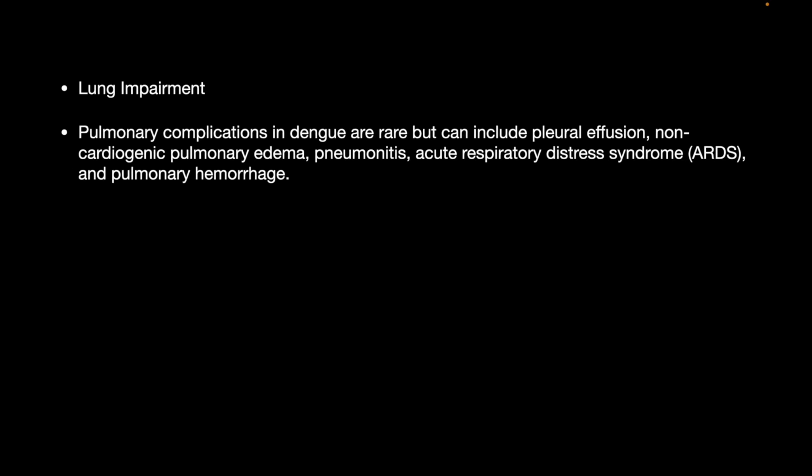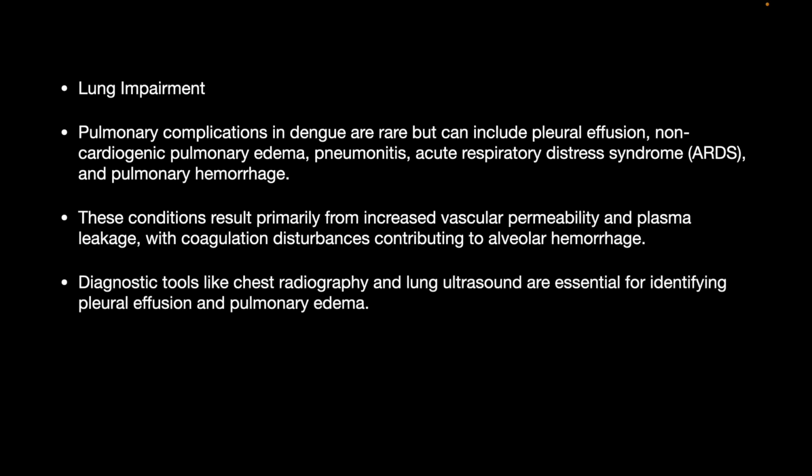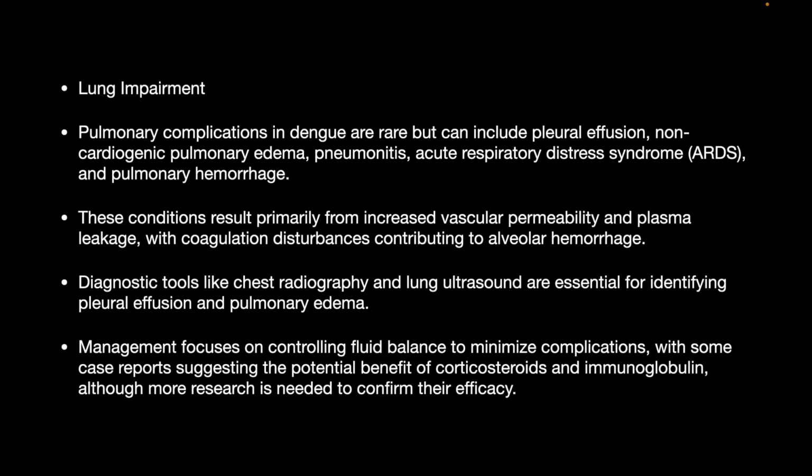The next is lung impairment. Pulmonary complications are very common, like ARDS and hemorrhage. These conditions result primarily from increased vascular permeability, plasma leakage, and coagulation disturbances. Diagnostic tools like chest X-ray and lung ultrasound are essential in finding these. Management focuses, again, on fluid control, and in some cases the potential use of corticosteroids and immunoglobulins can be considered.